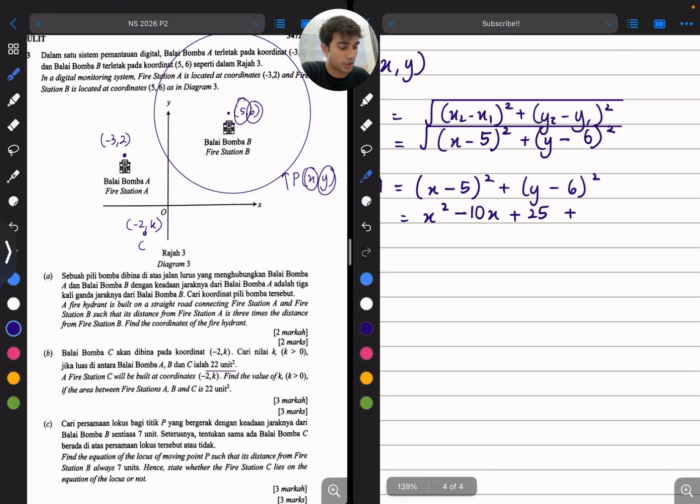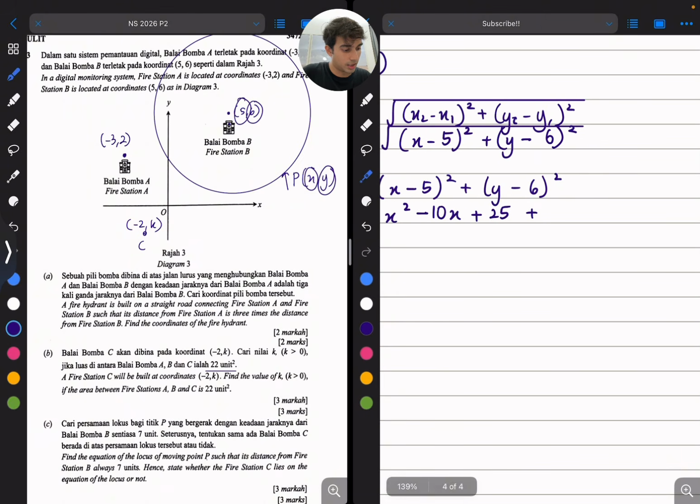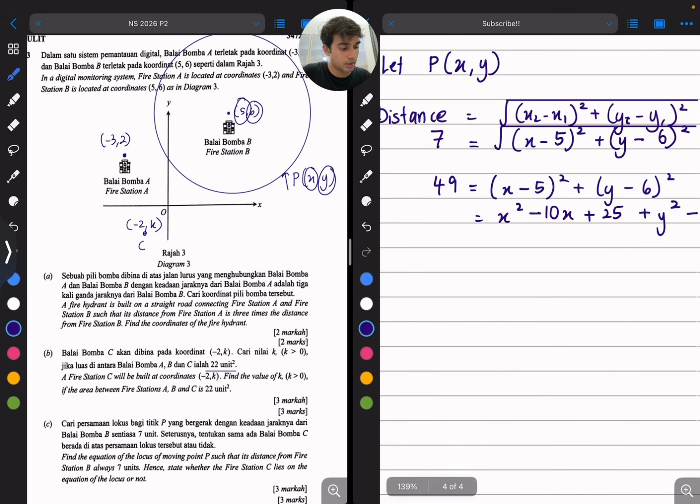Okay, so this is the shortcut. To expand this, the first term is x squared, the last term is negative 5 squared, and the middle term over here is 2 times the first term times the second term. Shortcut. Then this one, y squared, 2 times y is 2y, 2y times negative 6 is negative 12y. Negative 6 squared will be 36, equals 49.